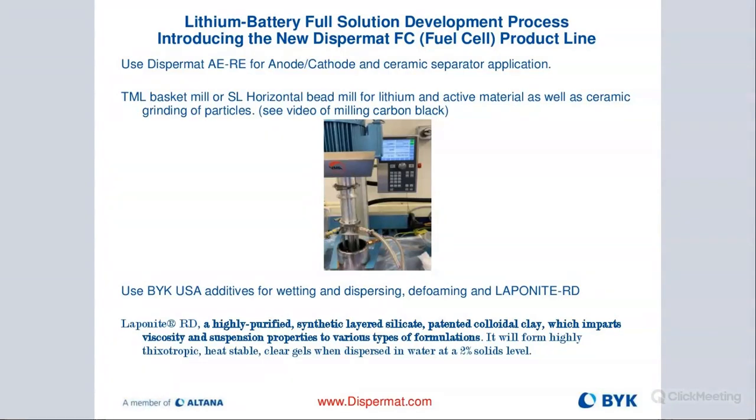Let's do this. If we're not able to play the video, it would show you how to mill carbon black with the basket mill TML1 that we talked about before, where we were able to reduce the particle size down to 2 microns in 3 hours of milling time. A big additive was supplying us with the dispersing and wetting agent as well as a defoamer called Liponite RD. We can also put you in touch with our colleagues on the additive side who can talk more about the specifics of these different additive packages.